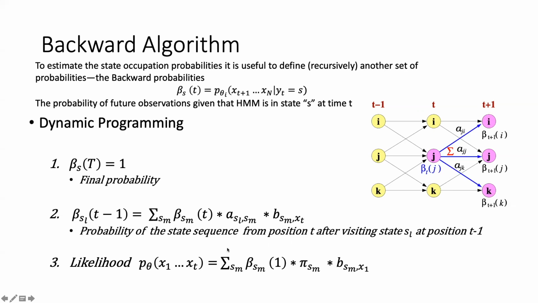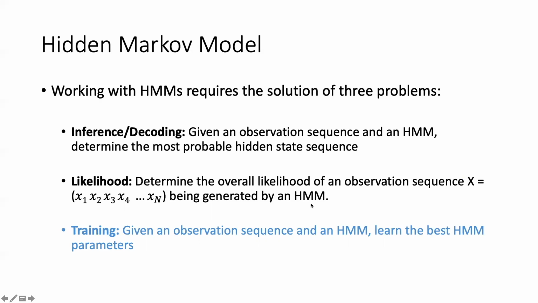We can also compute likelihood using the backward probabilities using this equation, which is a summation over all possible betas in the initial state and the initial state probability values, and the corresponding emission probabilities. So far we discussed the inference and likelihood problems, and next we will discuss training HMM parameters and obtaining the parameters of the HMM.